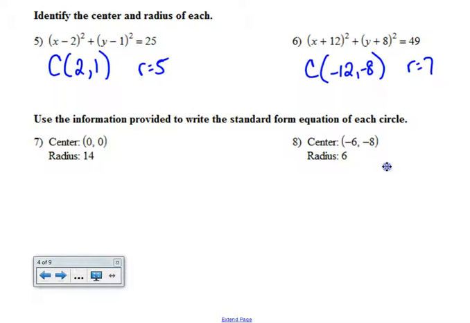That is just too easy to stop there, so we need to take this up another level. I am now going to give you the center and radius, and I want you to write it as an equation. So go ahead and write down what you think the answers are to 7 and 8.